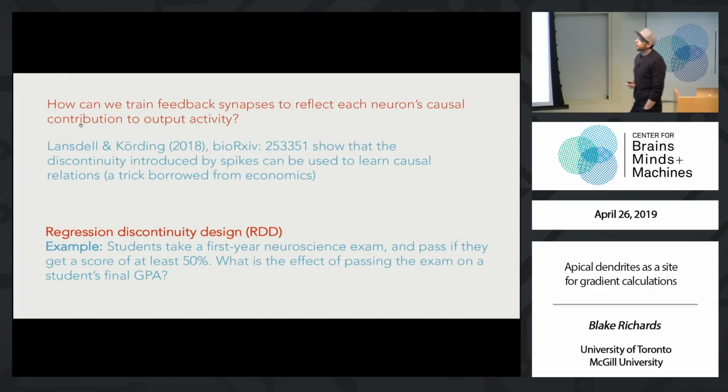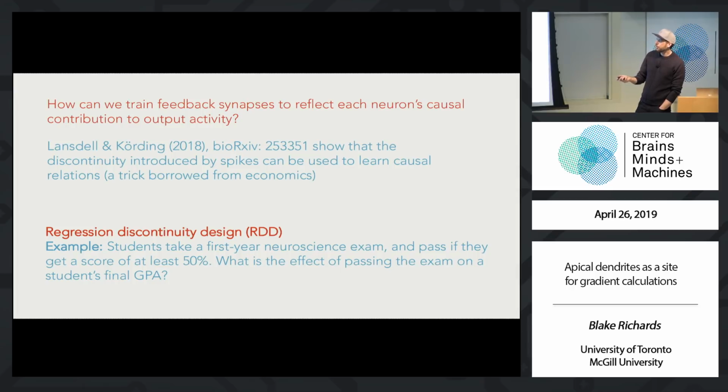And a paper came out last year from my friend Konrad Körding's lab that showed that one of the things you can do with spikes is you can learn to use them to infer causal relationships. And he did this with a trick that he borrowed from economics called regression discontinuity design. So let me give you an example of that. The example I'm going to give is the following.